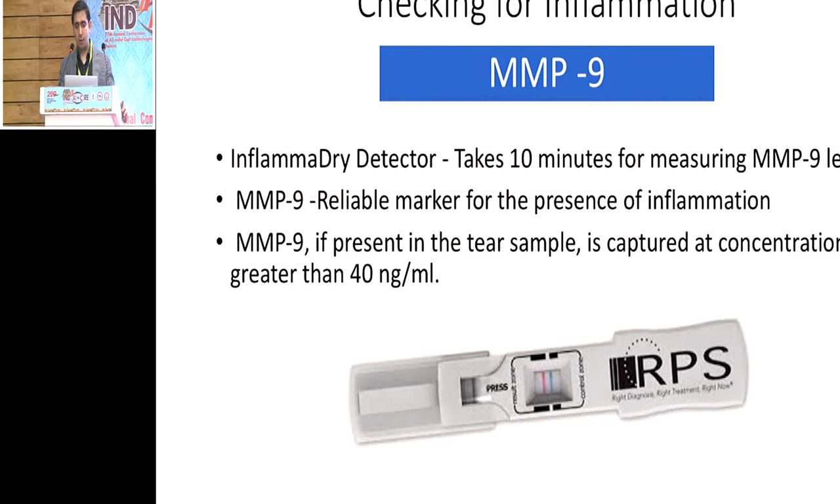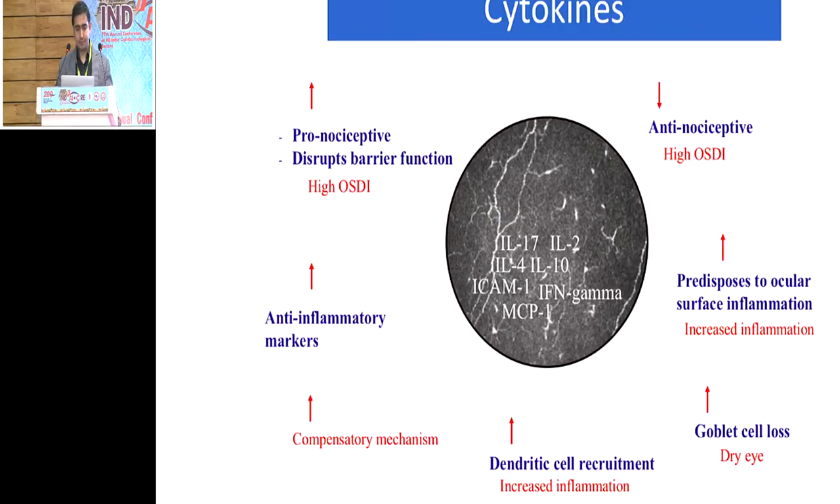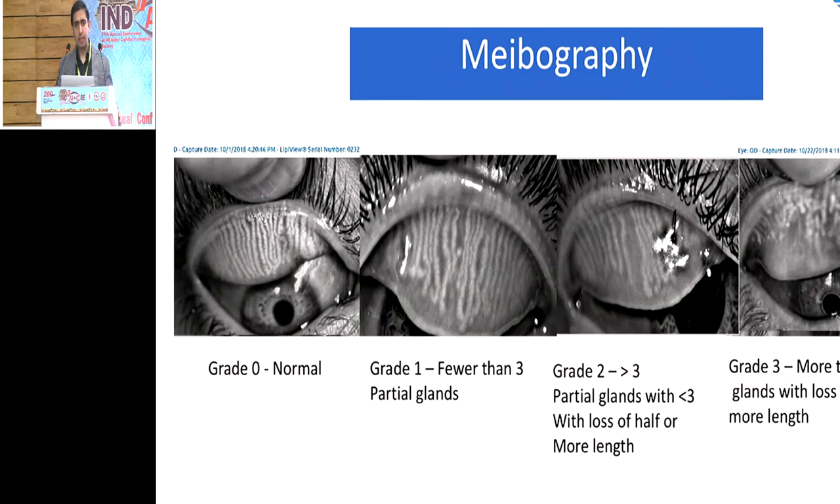Okay, the next thing that is important is to look for ocular surface inflammation. How do we detect this? Currently, the only available kit for this is the InflammaDry, which looks at MMP9. If the values are greater than 40 nanograms per ml, you can detect it. It's kind of like a pregnancy strip where it turns purple when you have a value greater than 40 nanograms. You collect it from the lower fornix, making sure that you're not rubbing the lower fornix. Various cytokines have been described, but this has not reached a stage where it's clinically relevant yet.